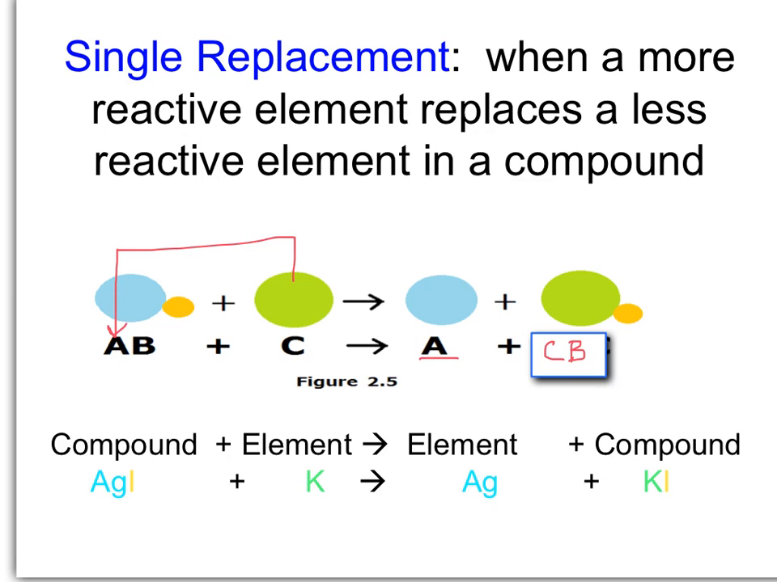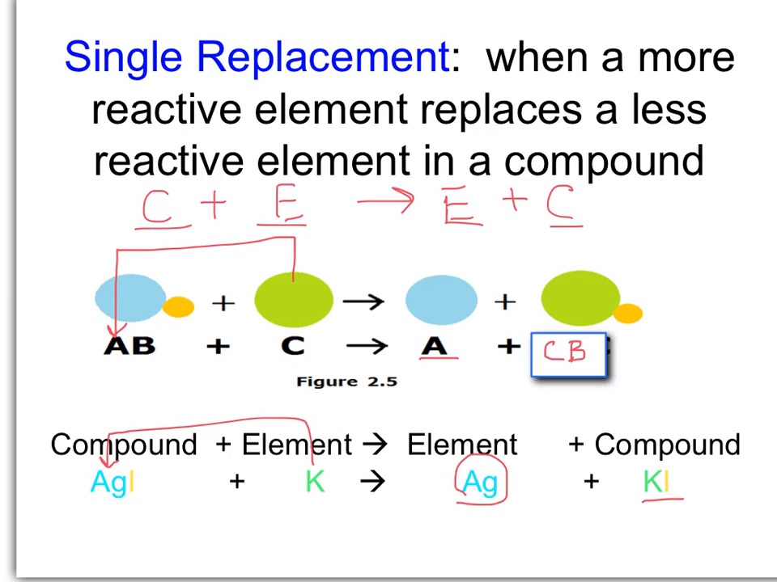In the example on the bottom, you can see that in this case, the potassium is going to replace the silver, and we end up getting KI as the new compound and Ag as the element that comes out of the original compound. The key identifying factor here is looking for a reaction that's going to have a compound and an element on both sides. And it doesn't have to be in this particular order. It could be an element and a compound reacting to form an element and a compound. You just have to have an element and a compound on both sides.